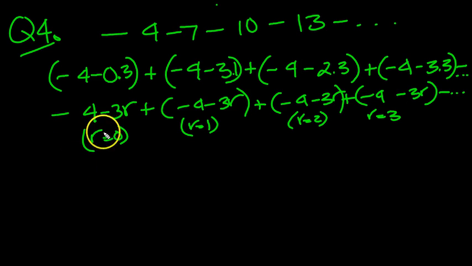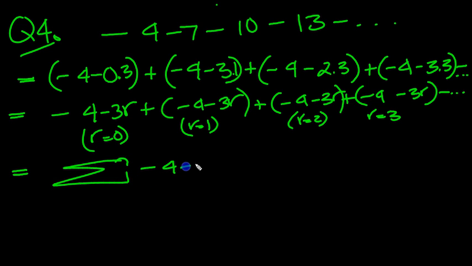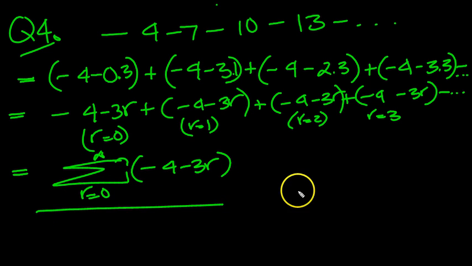Well, that's it then, isn't it? That's our sigma notation. So that's equal to the sum of the -4 minus 3r, there they all are, start from 0, and it's an infinite series, isn't it? So we can write it like so. Okay then, that's question 4 done. Good.